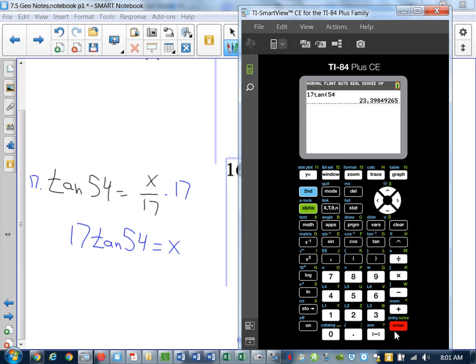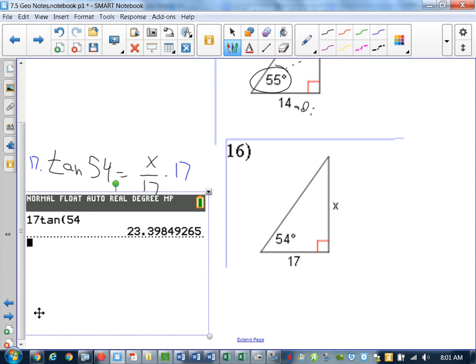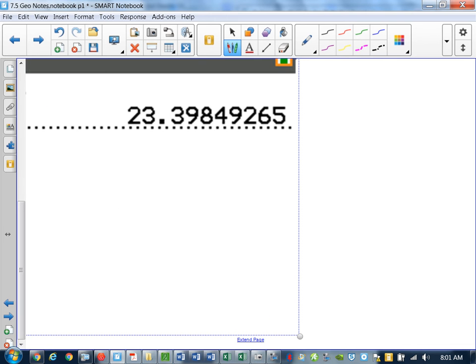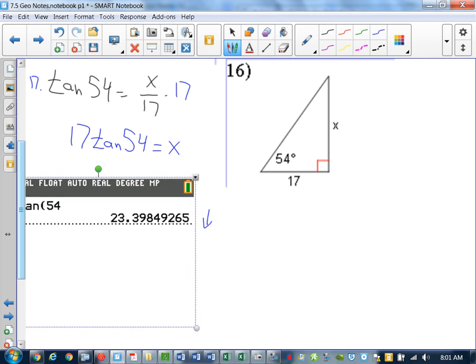Okay. So if I'm looking to round something to the 100th, I always look at the third number. Is that third number 5 or bigger? Yes. Which means I move the next one up a digit. So what's the next one from 39? 40. So my answer then would be 23.4.